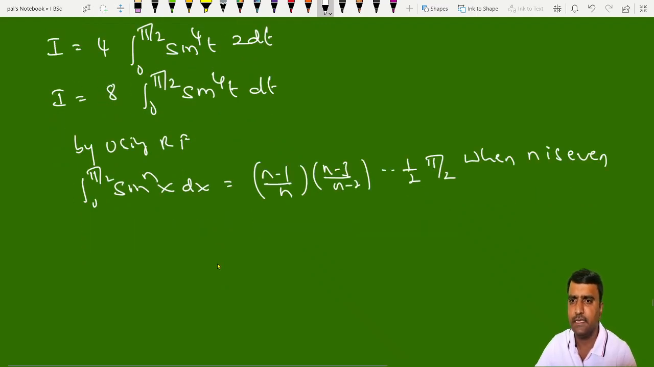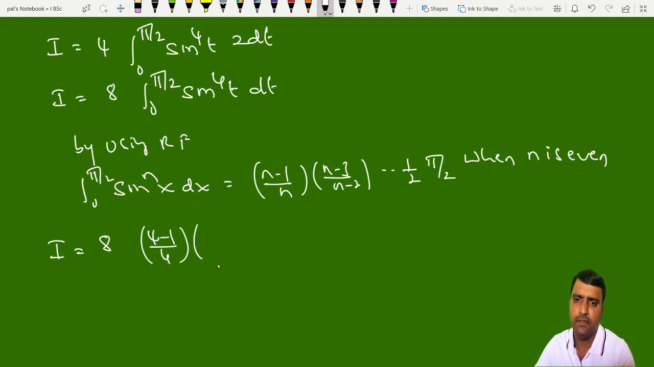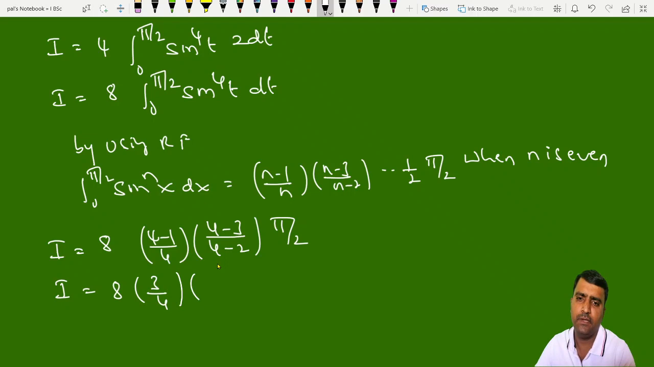So now this can be written as I is equal to 8, you keep it as it is, 8 into n is 4 minus 1 divided by 4 into 4 minus 3 divided by 4 minus 2. Okay, stop here because in next step you get negative number into pi by 2. So that is I is equal to 8 into 3 by 4 into 1 by 2 into pi by 2.